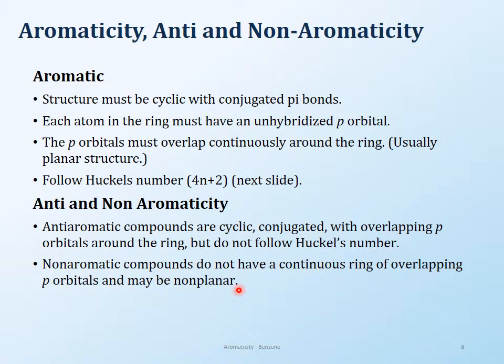Non-aromatic compounds are not going to have any of these, or more than one or two of these things, which means they may not be cyclic, first of all. Any kind of alkene which is a straight chain is definitely not going to be aromatic. Anything that does not have unhybridized p orbitals will not be aromatic. Anything which is not planar is not going to be aromatic. So those are going to be non-aromatic. We'll do some practice also to see how to classify these compounds, but these are the criteria that you have to keep in mind.